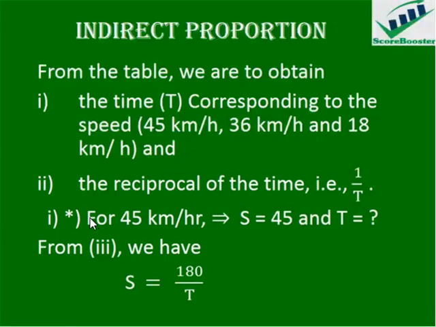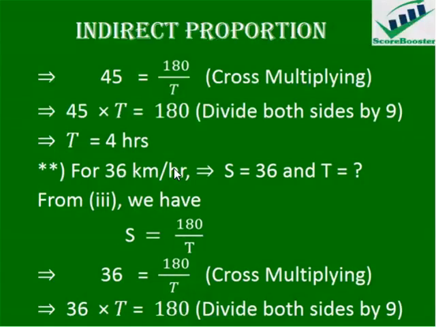So the first one is to obtain the time the car is going to use at a speed of 45 km per hour. Here we're given the value for s, which is the speed, to be 45, and we don't know the time. So we go back to the relationship s equals 180 over t. Here s is 45, so we have 45 equals 180 over t. We cross multiply. 45 multiplied by t equals 180 multiplied by 1, which is 180.